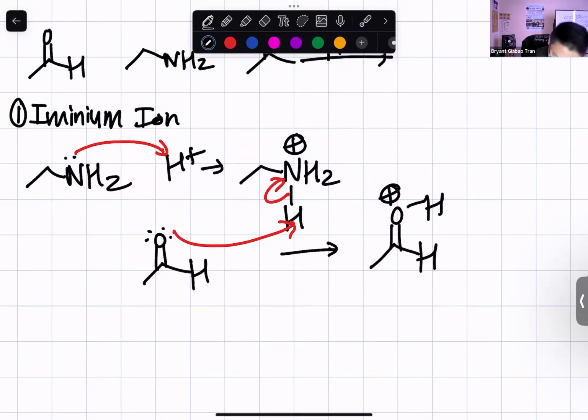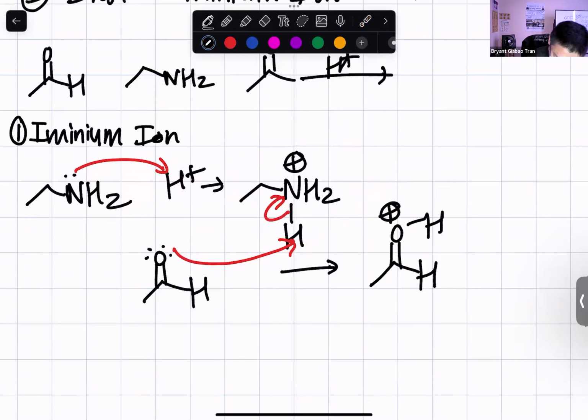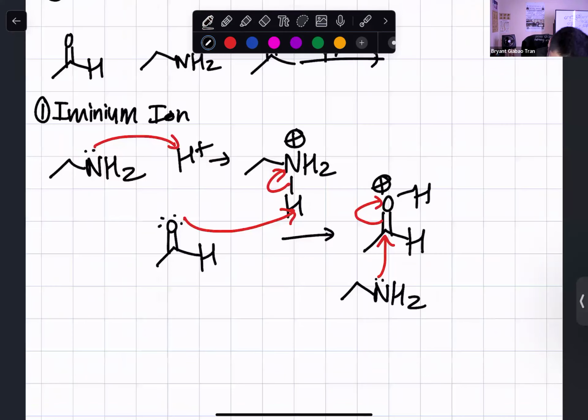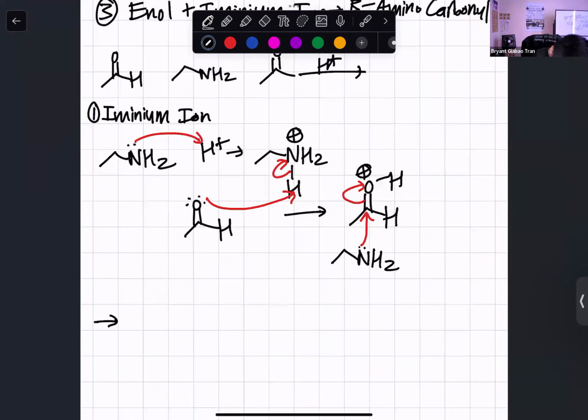Once this carbonyl is activated, the neutral amine that left as a result is going to attack this activated carbonyl, pop the double bond onto the oxygen to give me this tetrahedral intermediate here. I'm going to draw it down here. H, nitrogen, 2, H plus.